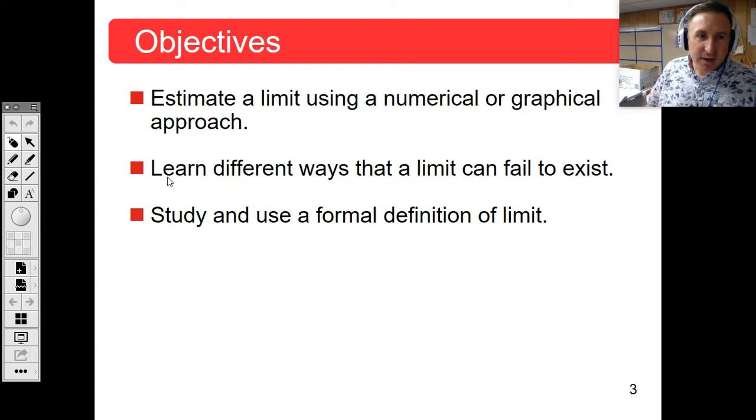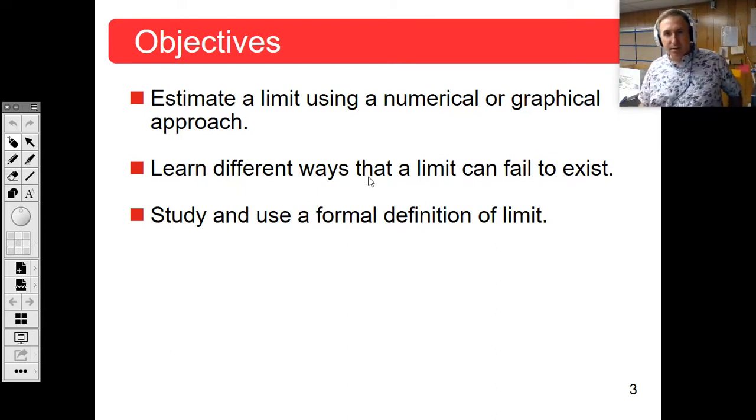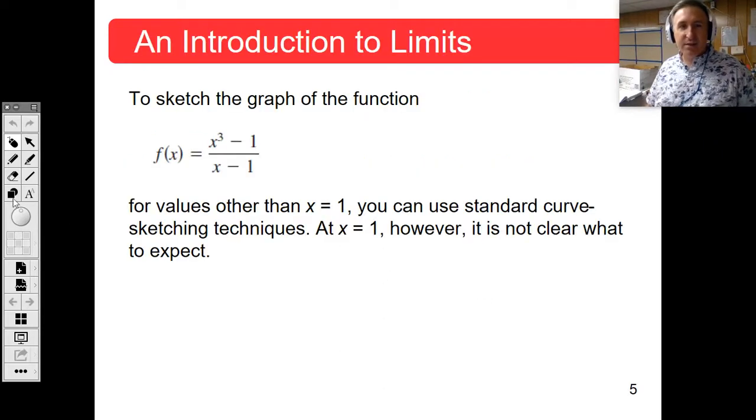picture of the graph. Learning different ways that a limit can fail to exist. So we've got to learn what a limit is to know if it exists or not, and then study and use a formal definition of the limit. All right, so an introduction to limits, here we go.